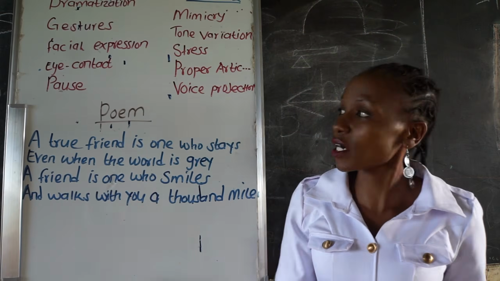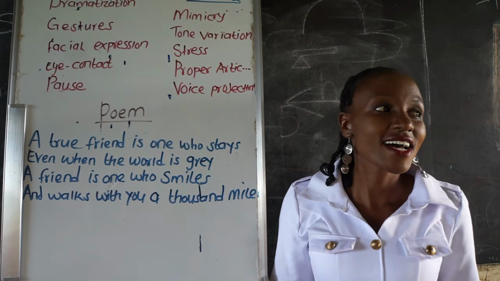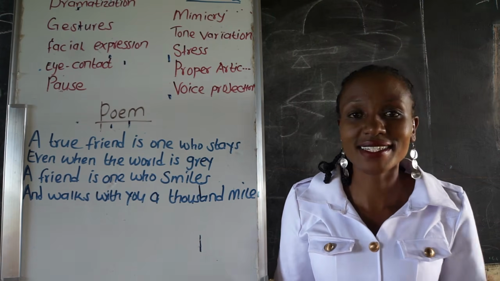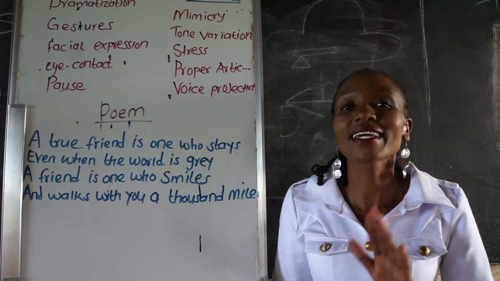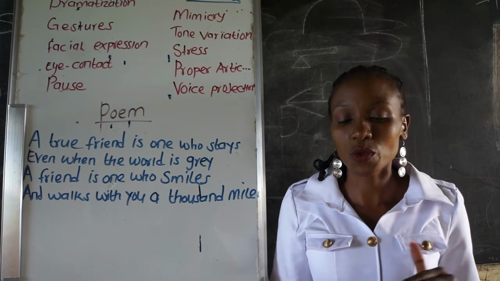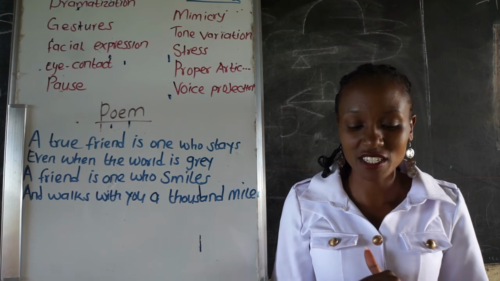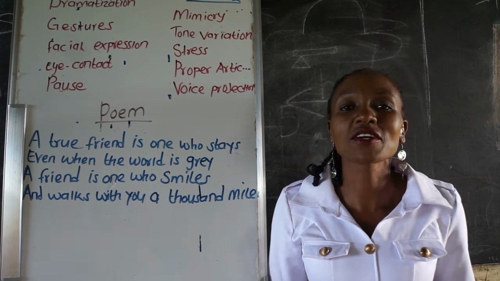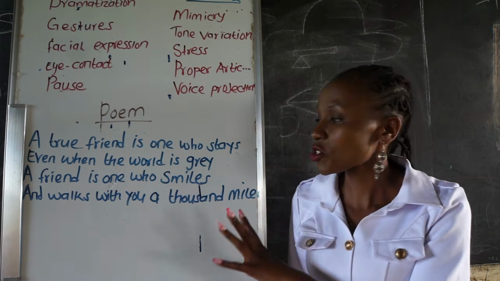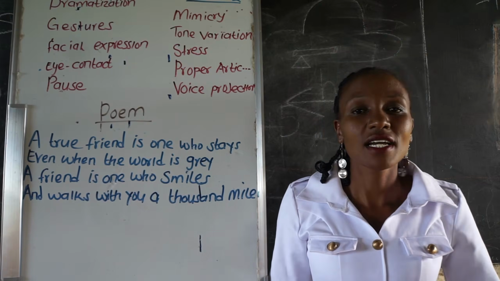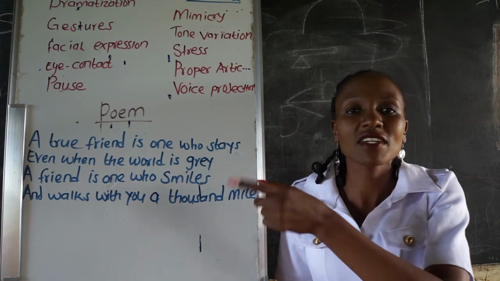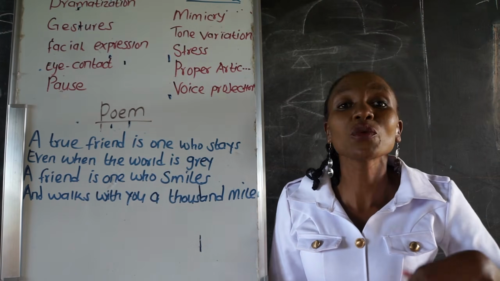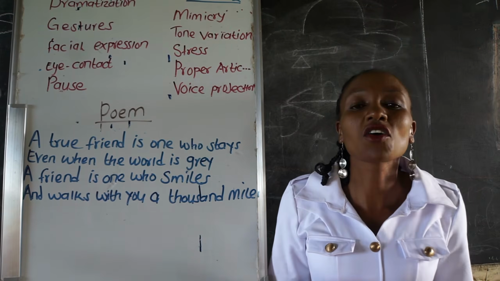For our illustrations, we are going to use this poem on the board. I'm going to read it, and then I'm going to tell you the different ways in which the question can be asked. A friend is one who stays even when the world is grey. A friend is one who smiles and walks with you 1,000 miles. This question can be asked in several ways. How would you make the above poem or narrative interesting? How would you make the recitation interesting? Or how will you capture the attention of the audience?